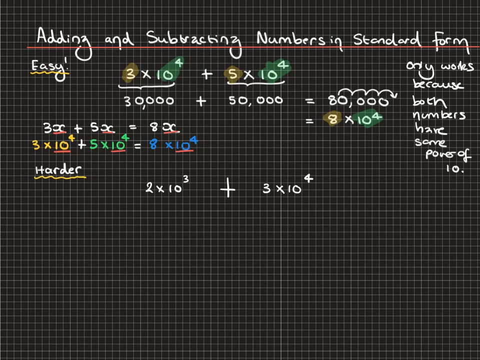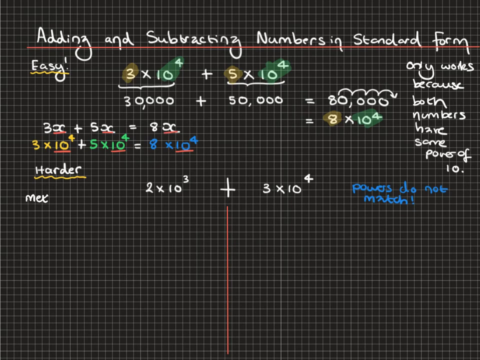Now, let's look at a harder example. 2 times 10 to the 3 plus 3 times 10 to the power of 4. So you can see that the powers do not match. So we can't go about this in the simple way we looked at previously. But what if we make the powers match? So at this point, we're going to actually do this in two different ways. So I'm going to go split screen here, and then we're going to look at the two possible methods.